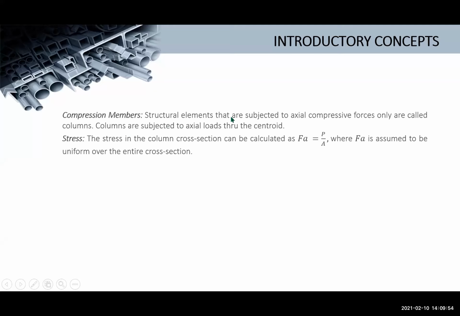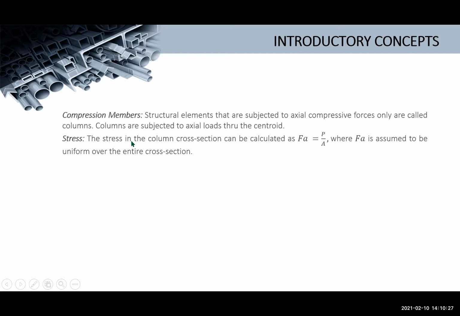Structural elements that are subjected to axial compressive force only are called columns. Now, columns are subjected to axial loads through the centroid. So if the structural element is subjected to compression force only, again, important, only, they are called your columns. Another member that is subjected to axial load is your truss, but since a truss is subjected to both tensile force and compressive force, it is not included here.